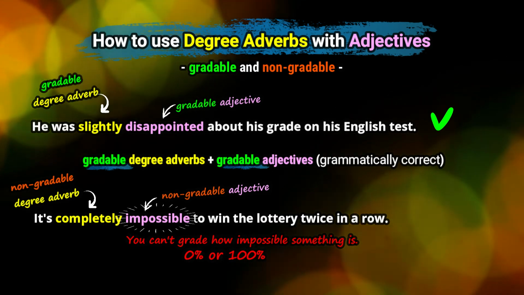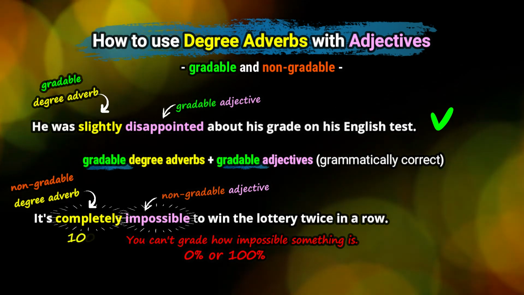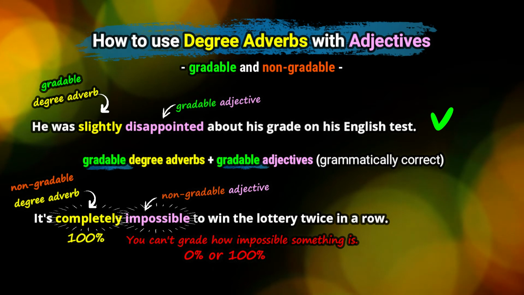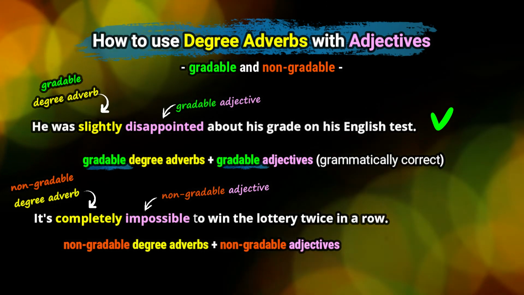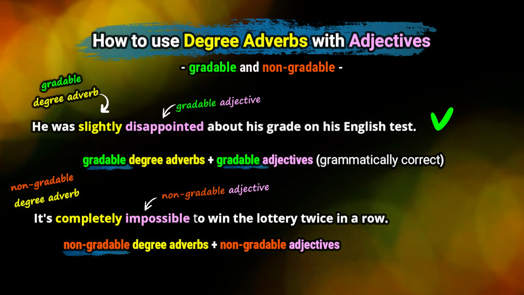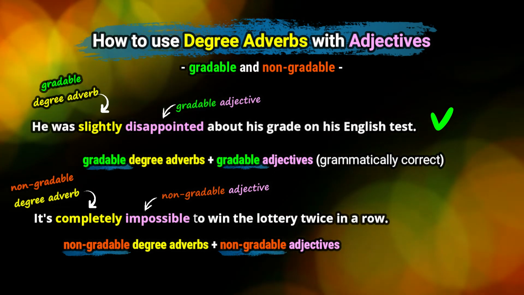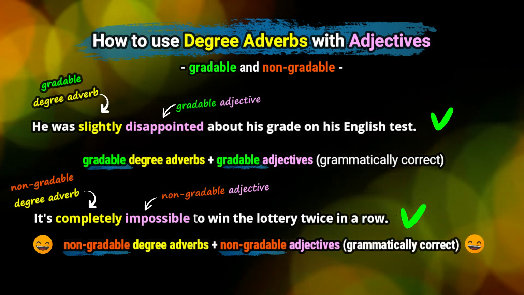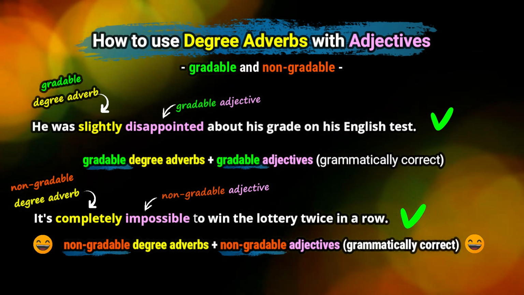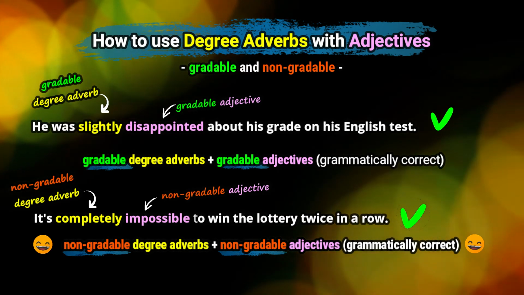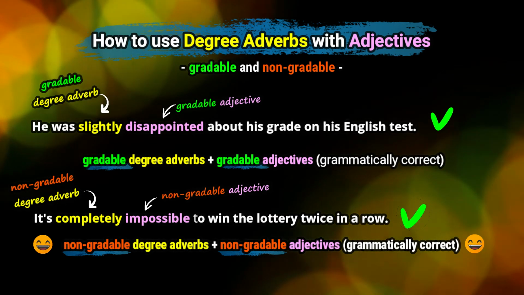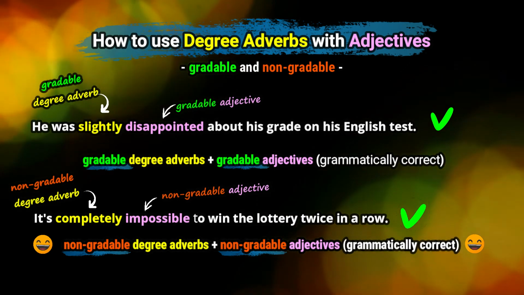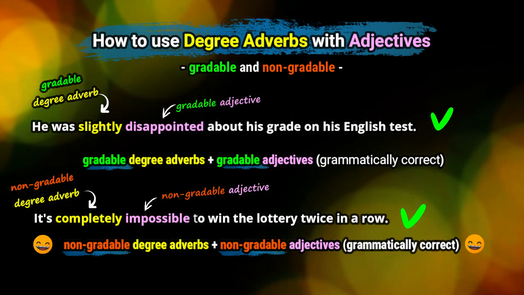You can't grade it. "Completely" is similar, right? You can't grade "completely." You can't say, I almost completely did something. No, you can't say that. So in this example, we have a non-gradable adverb modifying a non-gradable adjective. Is this grammatically correct? Yes, it is. They're used together to emphasize how strong the adjective "impossible" is. So if I say something is impossible, it's impossible. But when I say it's completely impossible, it emphasizes the intensity of this impossibility.